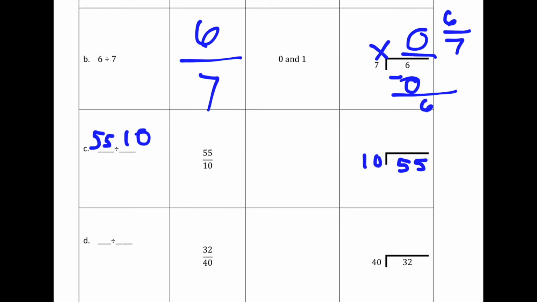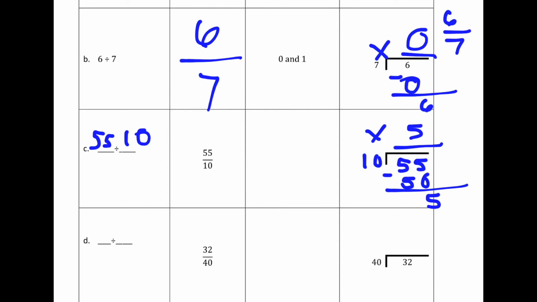Now remember, 10 times what equals 55? Well, I know 10 times 5 equals what, boys and girls? 10, 20, 30, 40, 50. Alright? And remember, when we're working inside the box, we're dealing with subtraction. So 55 minus 50 is equal to 5.